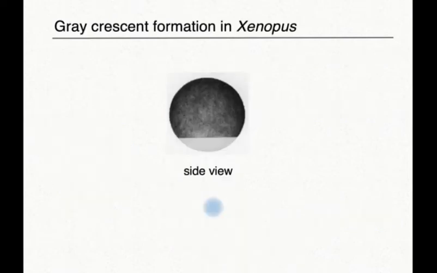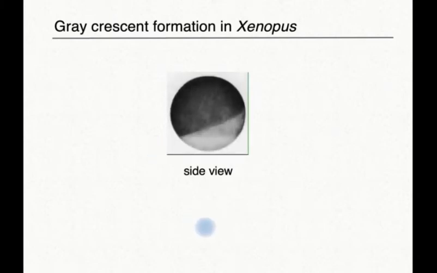So let's just see real quick what this looks like, just to show you it's not made up. Here's a little movie showing you how that pigment is rotating and kind of contracting. And what you see here is this area that looks like a crescent that's a little bit lighter than the pigmented area but darker than the bottom half. So that's the gray crescent. It's more obvious in other frogs.